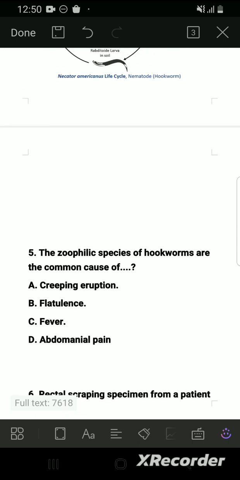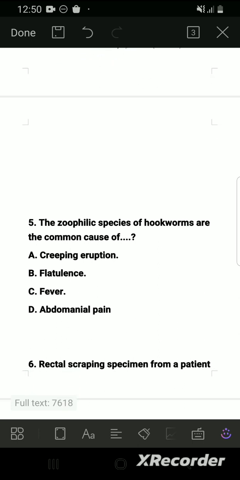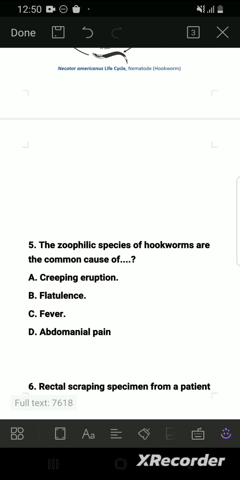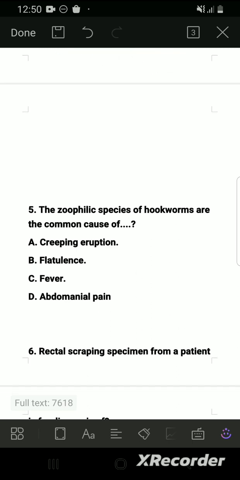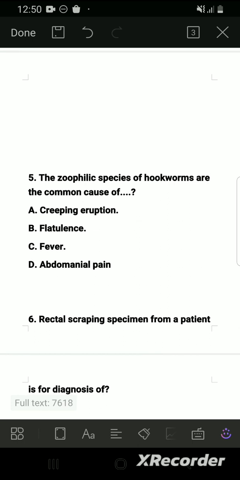Now the fifth question is, the zoophilic species of hookworms are the common cause of what? Apart from Necator americanus and so on, which are the three basic hookworms for parasitic living and they are nematodes, we also have other hookworms that take part in zoophilic actions. When I say zoophilic, I mean the disease state can be shared between animals and man. You understand? That is the meaning of zoophilic species of hookworms. So the actual cause of creeping eruption is the zoophilic species of hookworms.